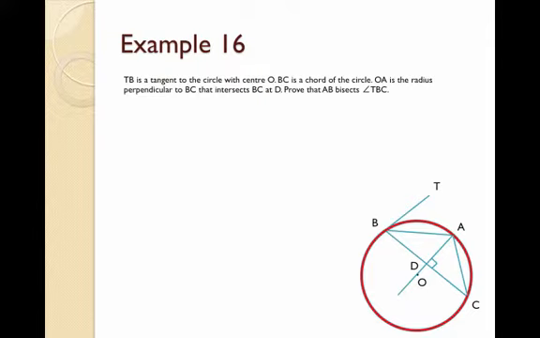Example 16 looks tricky and does use a few of the theorems we have seen in the past. It says that TB is a tangent to the circle with center O. BC is a chord, and OA is the radius perpendicular to BC that intersects BC at D. We are asked to prove that AB bisects angle TBC. Take a minute to pause the video and come up with your own solution.